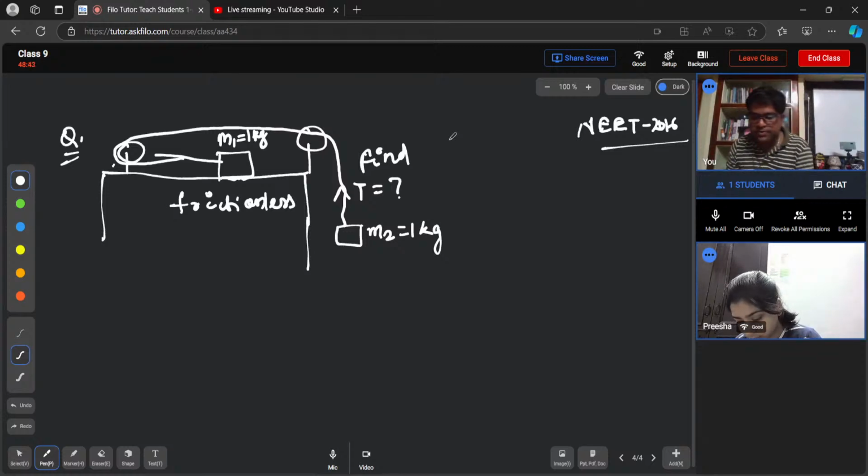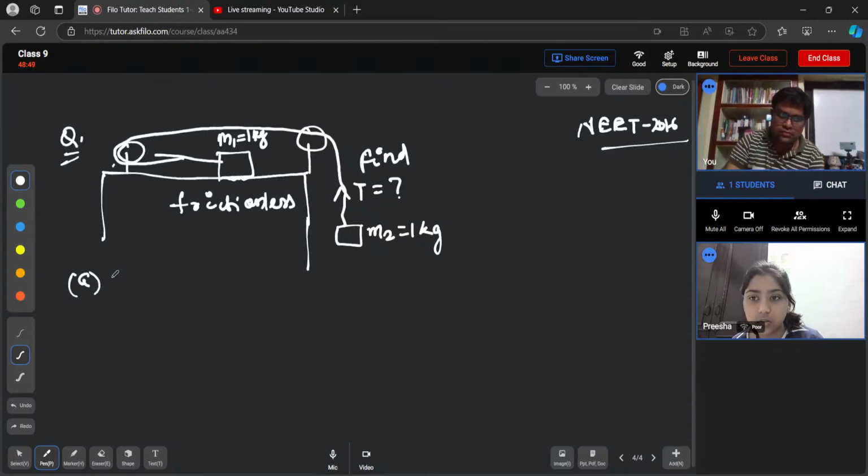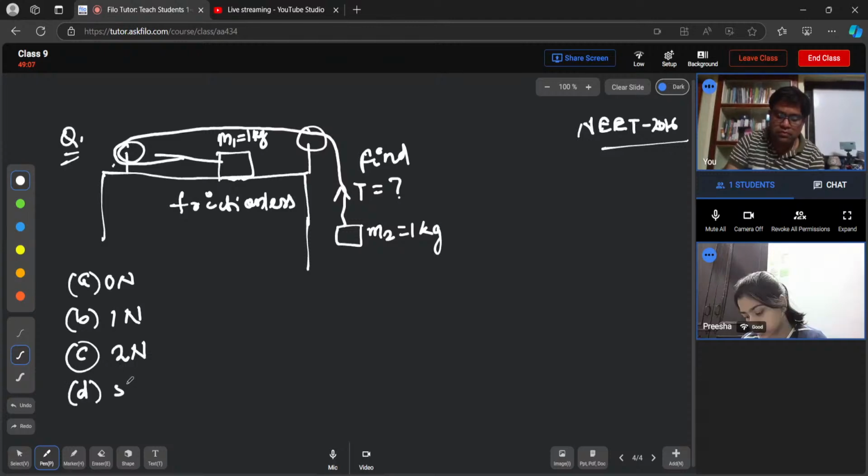The options are given. Zero Newton, 1 Newton, 2 Newton, 5 Newton.